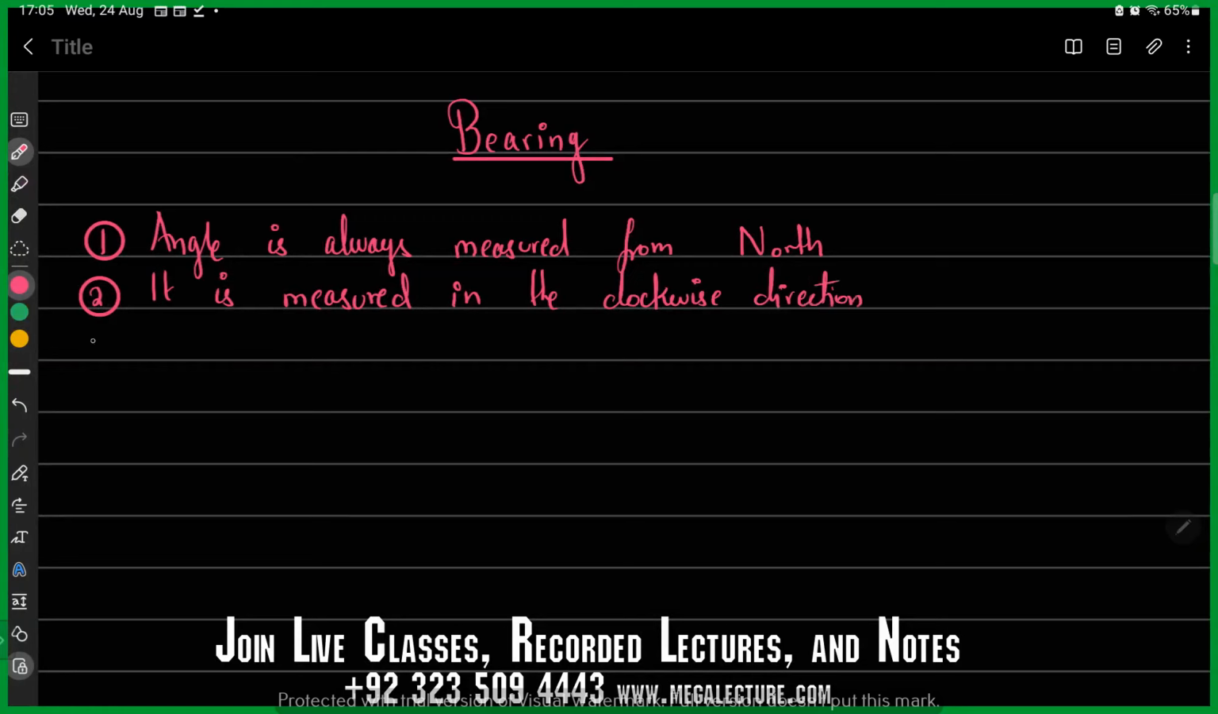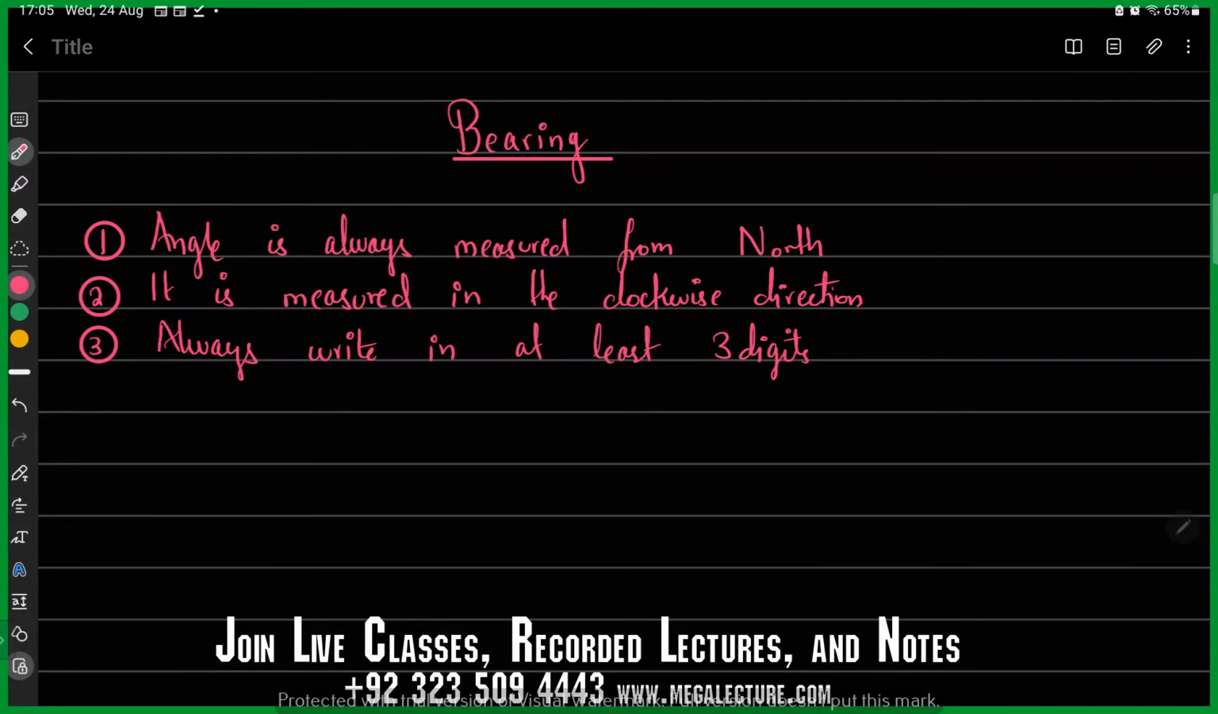And the third rule says, this is basically just a way of writing the answer. Always write in at least 3 digits. Now, what does this imply?